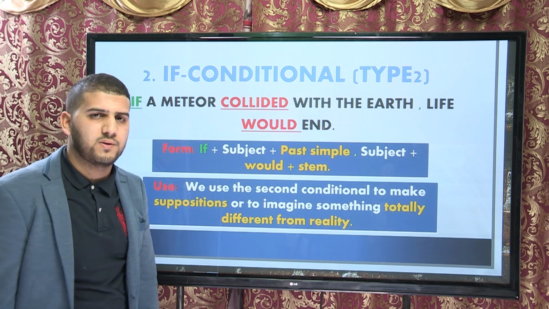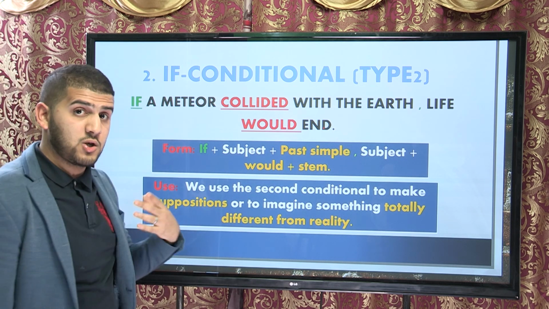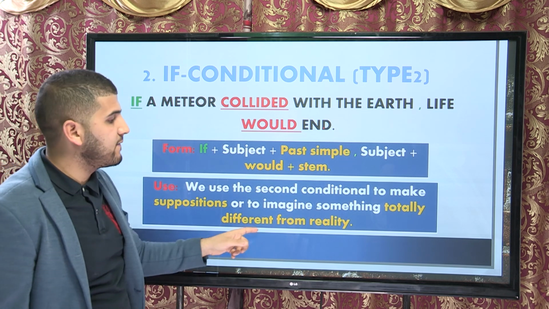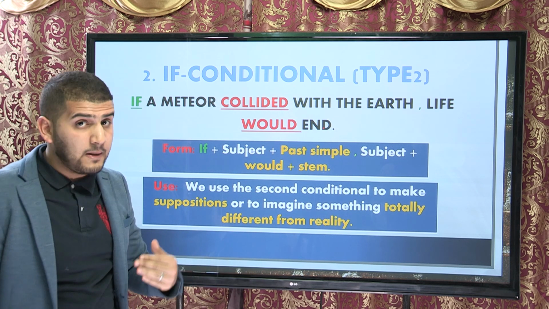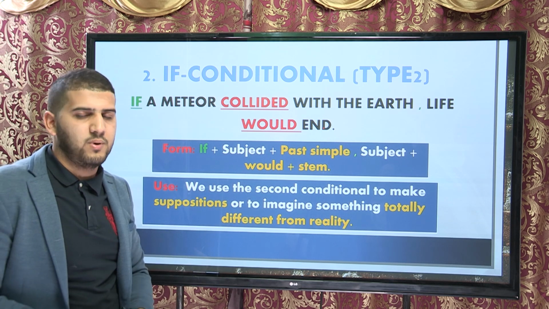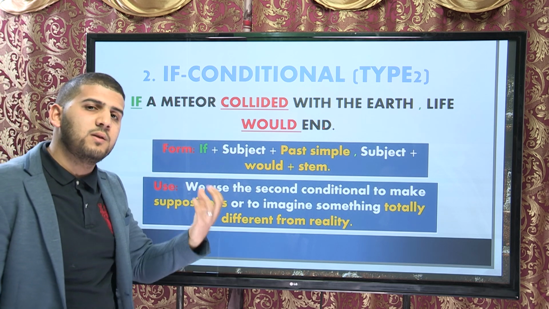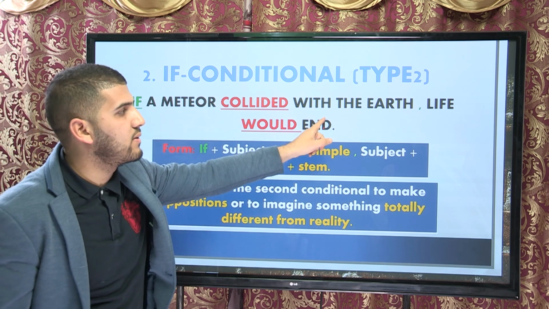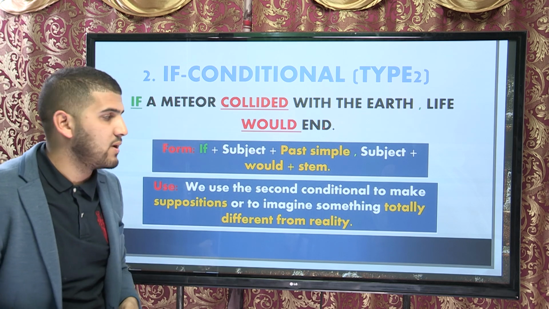Let's move on to the use. We use the second conditional to make suppositions or to imagine something totally different from reality. When you make a supposition in the present, or when you imagine a different reality in the present. In our example, we are imagining a different situation in the present. If a meteor collided with the Earth. This is not true, we are just making a supposition, right?